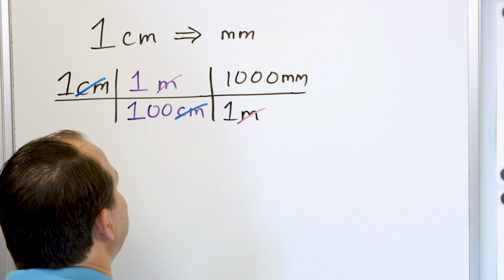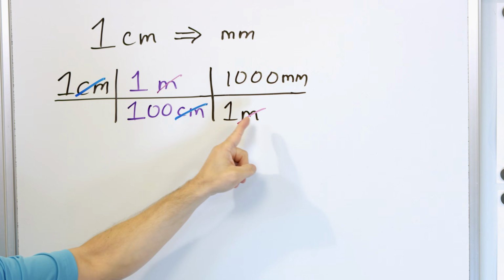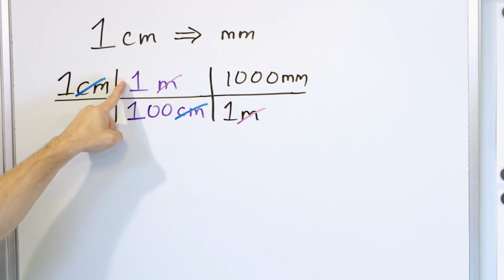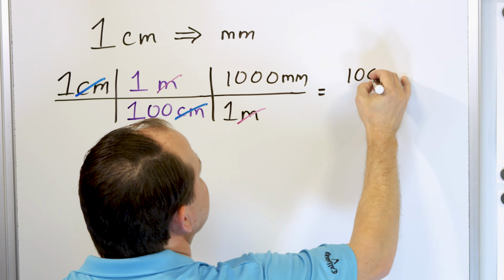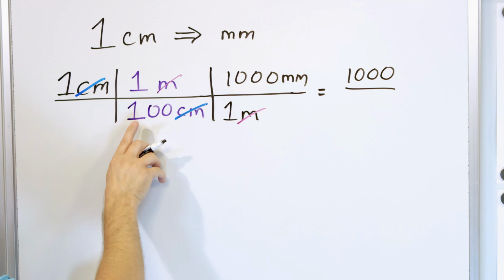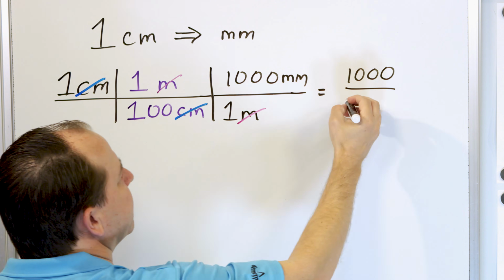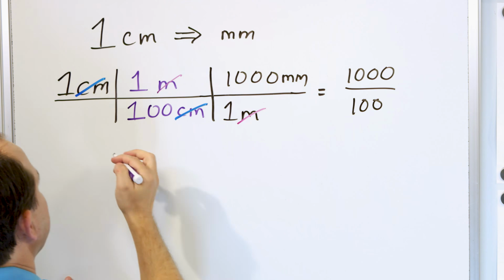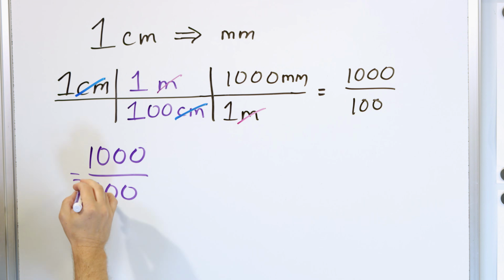Now, how do I figure out the answer? I have to multiply everything on the top and then divide by everything on the bottom. So here I have 1 times 1 is 1. And then 1 times 1,000 on the top will be what? 1,000. So I'll have 1,000 on the top. And on the bottom, I have to multiply everything: 100 times 1 is 100. So what I have is 1,000 on the top and 100 on the bottom.